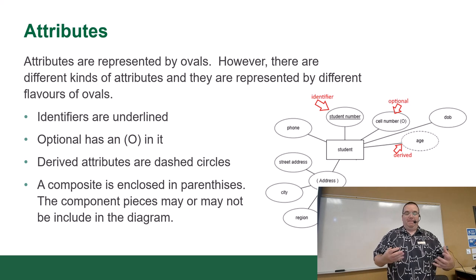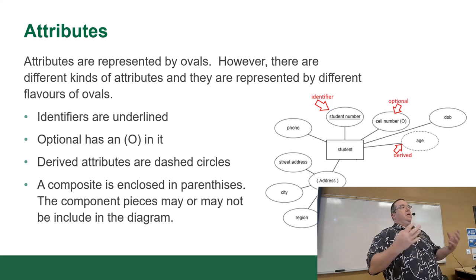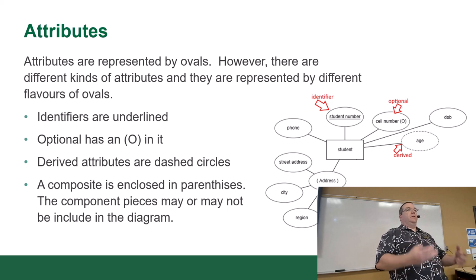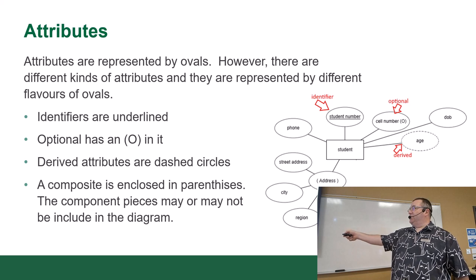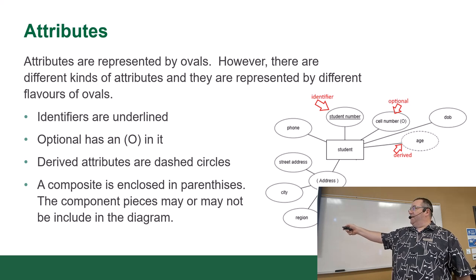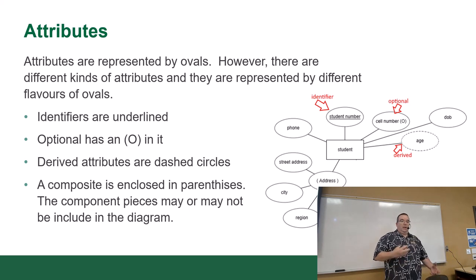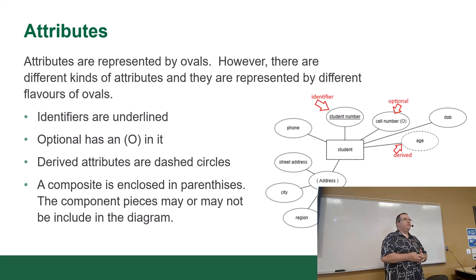So what this is showing is that the address is made up of multiple things. And in this case, when I was drawing this example to put on the slide, I said, you know what? I'll show you guys what it looks like when you include the component attributes. So the address is made up of a street address, city, region, also known as a province, state, whatever, and a postal code. So all of this whole chunk right here is all one thing. Some people choose to not include the component pieces. That's cool. But if you know it's made up of multiple pieces, you should at least denote it in the diagram by putting it in parentheses.